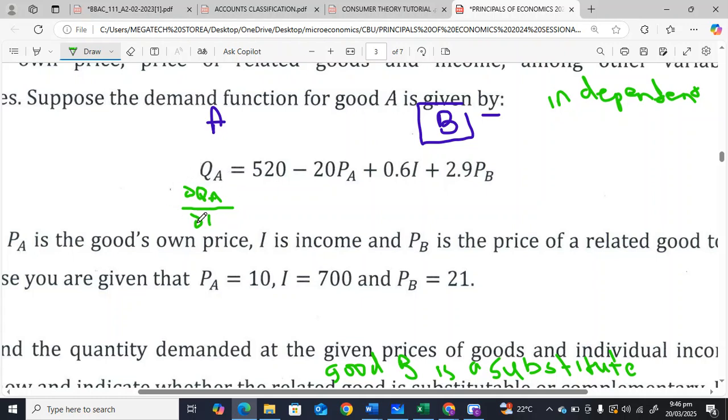So what this is saying is basically in this equation here, if any number doesn't have an I with it, it disappears. So this 520 doesn't have an I. This PA doesn't have an I. This 2.9 doesn't have an I. The only one with an I is this 0.6 I here. So we're just going to differentiate this one only.